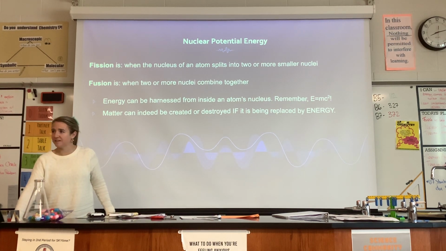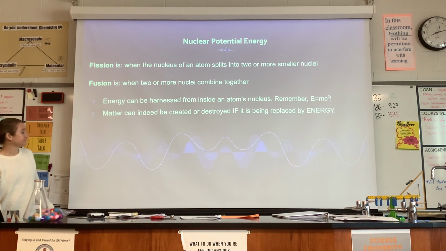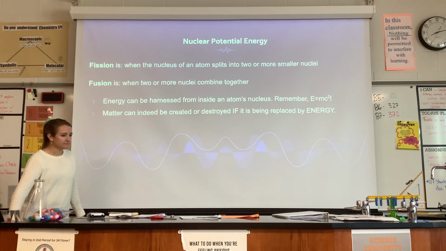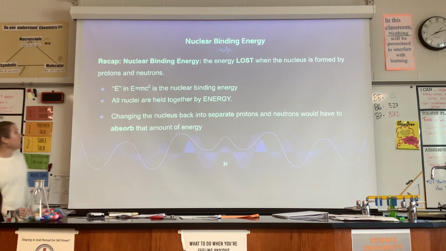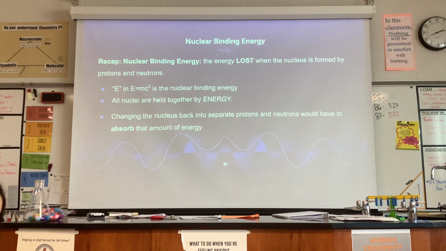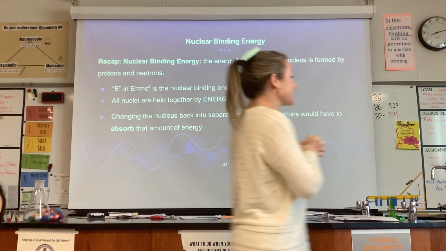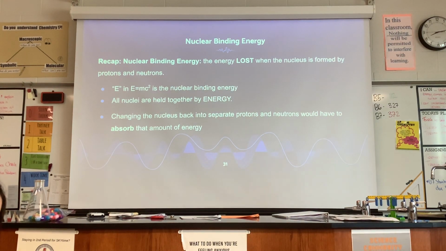Okay, does everyone have those definitions down? Okay, so with this idea, the energy that's coming from a nuclear process is known as nuclear binding energy. This energy gets lost as those molecules form into new ones.